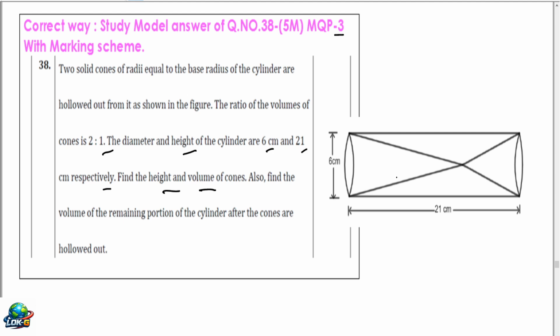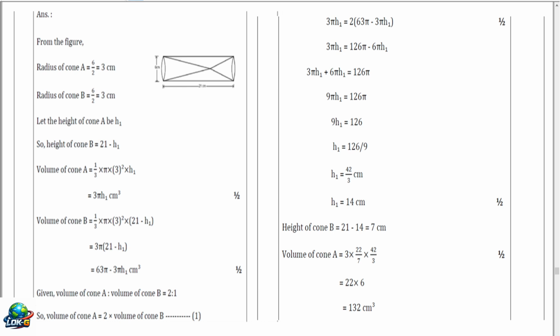Here this is the height, big h. This is small h. Find the height and volume of the cones. Also find the volume of the remaining portion of the cylinder after the cones are hollowed out. Let us study the problem in detail here. It's a 5 marks question. Carefully study, my dear students. Don't panic. Study with a cool mind.